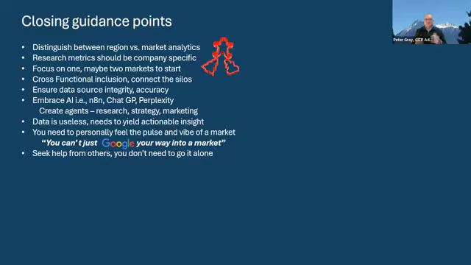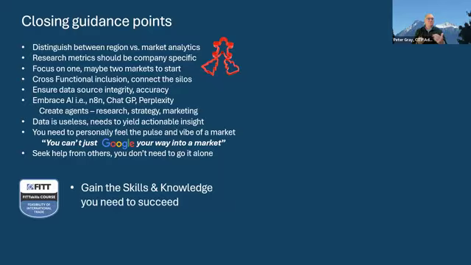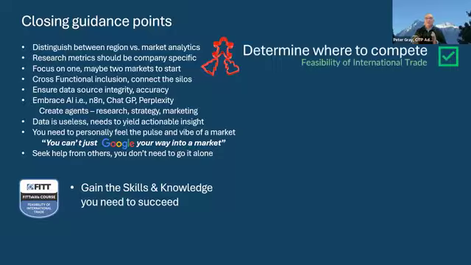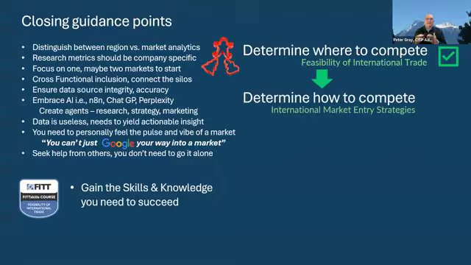And then seek help from others. You don't need to go it alone. There's lots of help available, and FITT is one organization that can help you to gain the skills and knowledge that you'll need to succeed in the market. What I've covered today is really determining where to compete, which would be included in the Feasibility of International Trade course that FITT offers. That would lead into determining how to compete. And this is really about strategy and business planning, and they're different in terms of context and purpose.